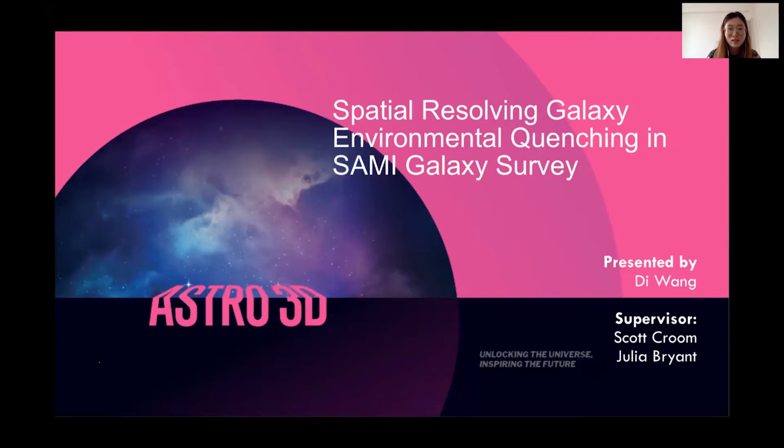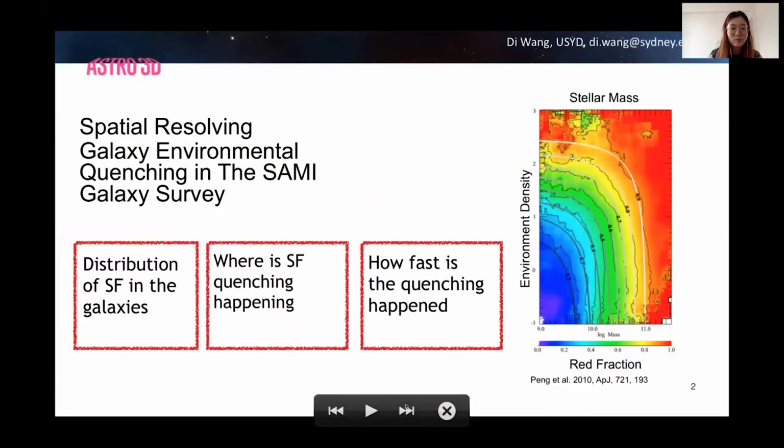My topic is spatially resolving galaxy environmental quenching in the SAMI Galaxy Survey. To start, I'm going to give a brief background introduction.